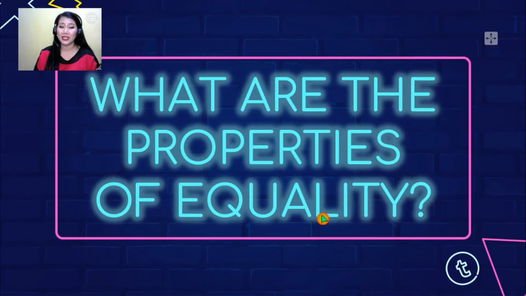Okay? Now, what are the properties of equality? These are the very important properties of equality that you need to understand in order for you to better solve for the unknown value of the variable. Kasi ang target natin for our lesson for today is hahanapin natin yung nawawalang numero. Hahanapin natin si X. Okay? Well, hindi lang si X. Pwedeng si Y, pwedeng si Z, or any letters from the alphabet.